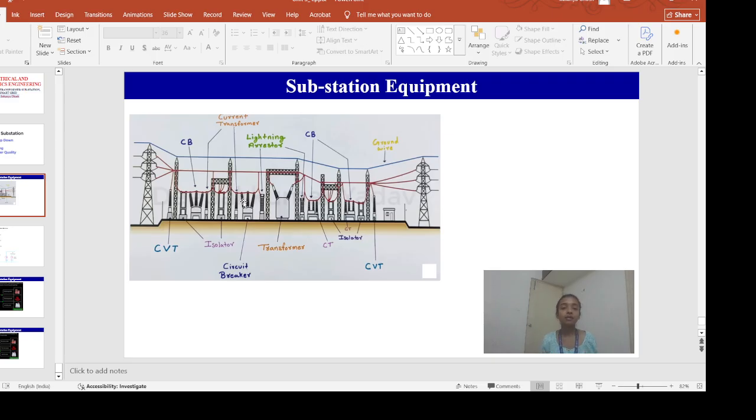line, then whenever the fault is detected in the transmission line, the circuit breaker will feel the necessity to release the stored potential energy in it. So how will it release that stored potential energy? By separating the fixed contact and the moving contact.